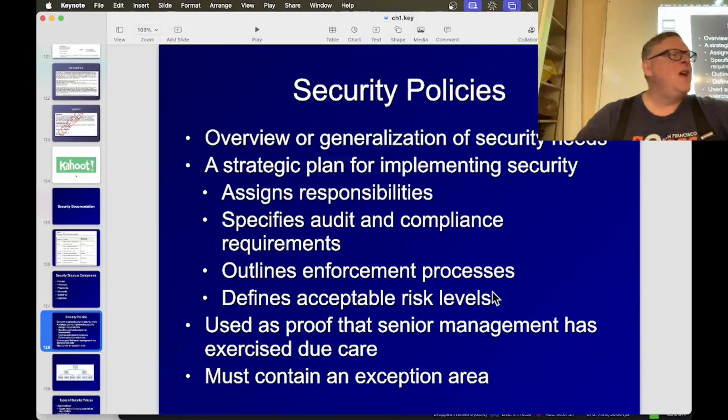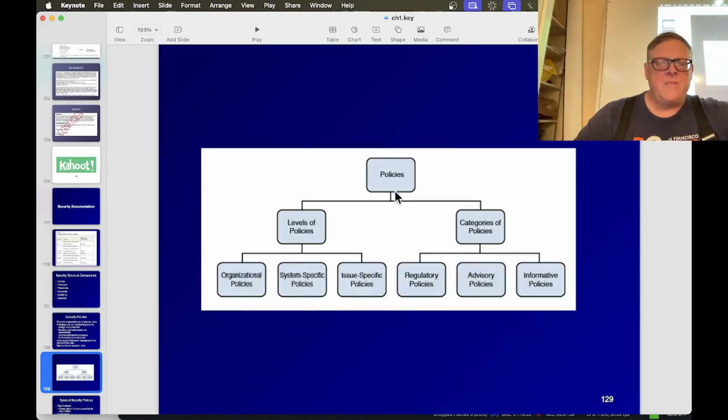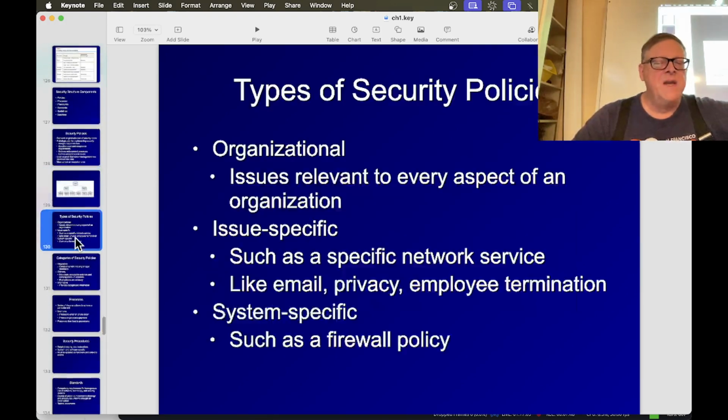Beginners always say, I want the risk to be zero. And I say, well, you might want that, but you're not going to get it. So you have to be realistic. There's no such thing as 100% uptime, and there's no such thing as zero risk. You can lower risk to some level, but you can't ever achieve perfection. And so you have policies at the top, then you'll have various other policies and categories, small policies, issue-specific ones, advisory policies, informative policies, ones about regulatory compliance, and so on.